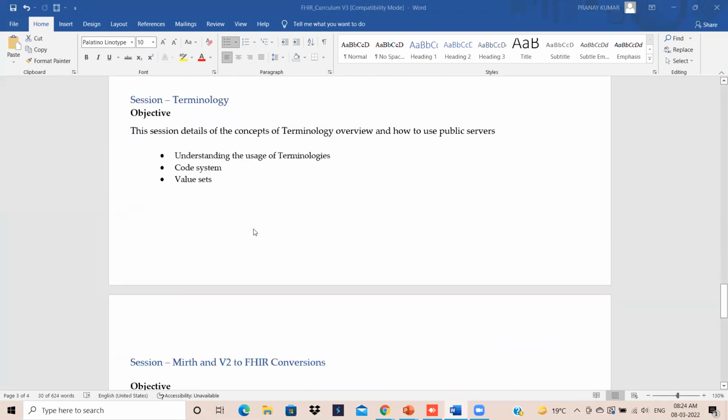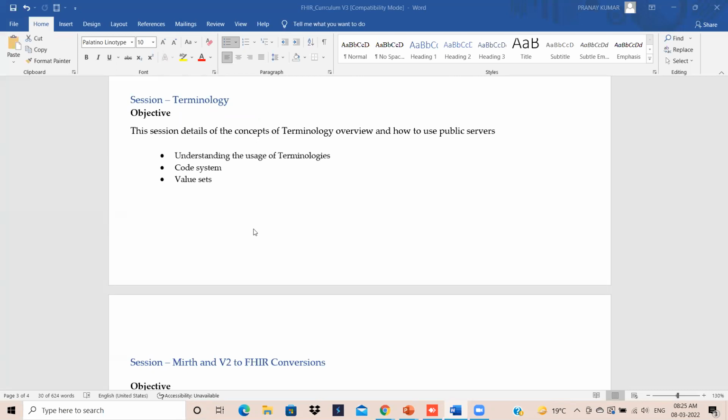And then we will jump on to the concepts of terminology. Terminology is one of the important wings in the FHIR specification. Terminologies will help us to maintain all the codes that we have. In the HL7v2 training, we looked at ICD codes and CPT codes. We did not talk about LOINC codes. We'll talk about LOINC codes here.